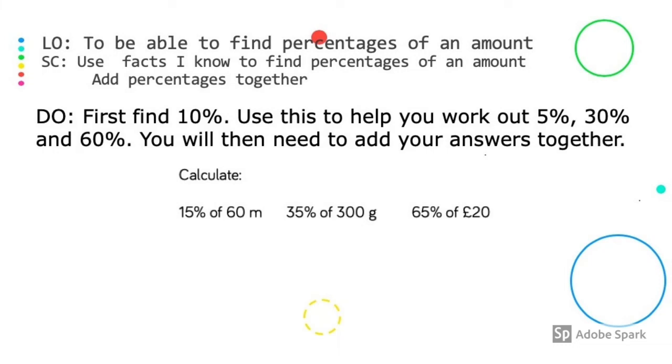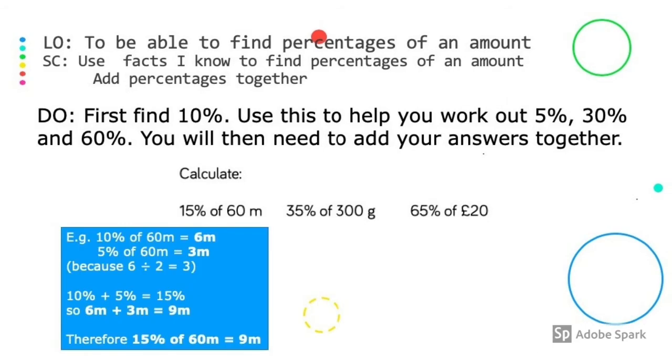Now that we've learnt how to find 5%, we're going to use this to work out other percentages of amounts. We're going to use our trick of finding 10% first to help us answer these questions. Once we've found 10%, we can use this to help us work out 5% of each amount. And then for the second question, 30%, and the third question, 60%. We'll then need to add our answers together. Let's have a look at the first one together.